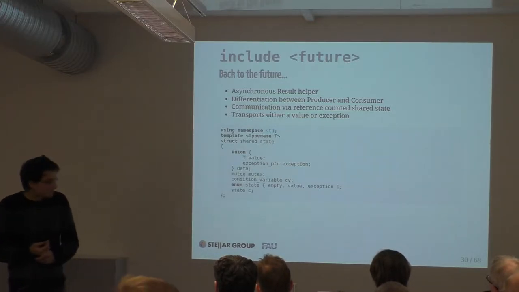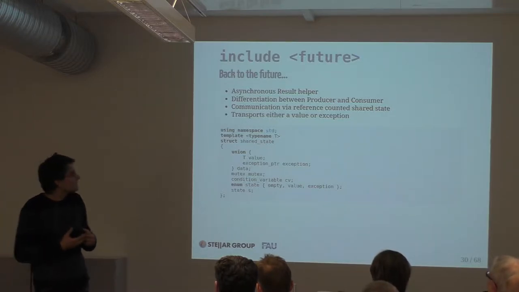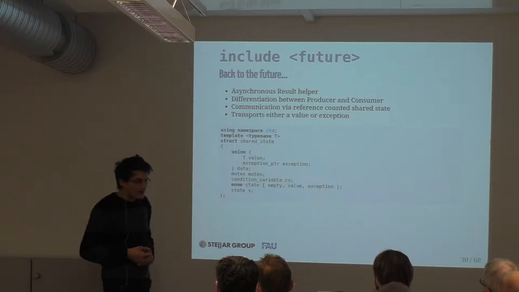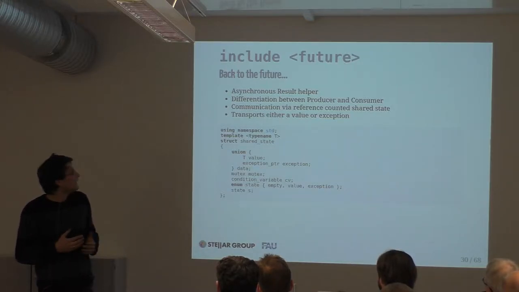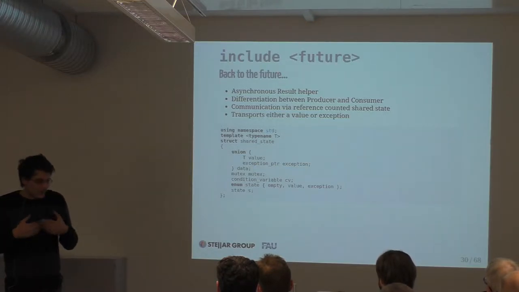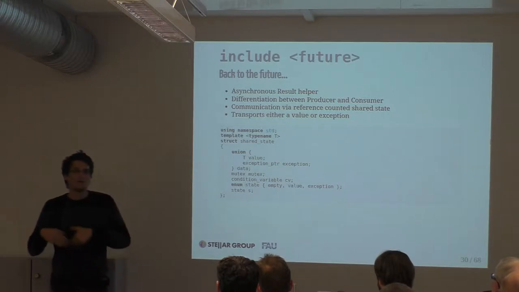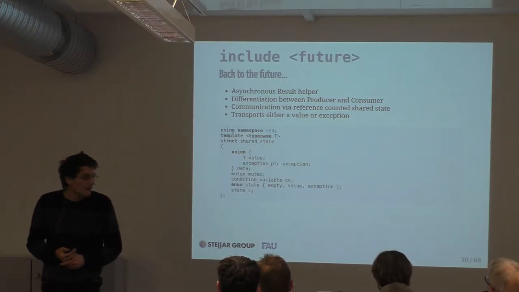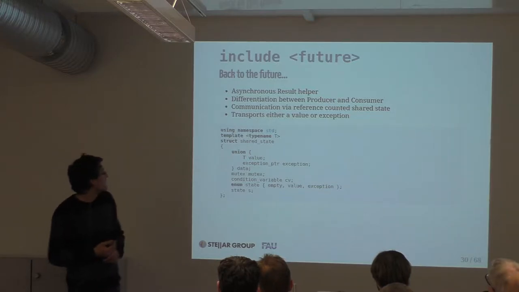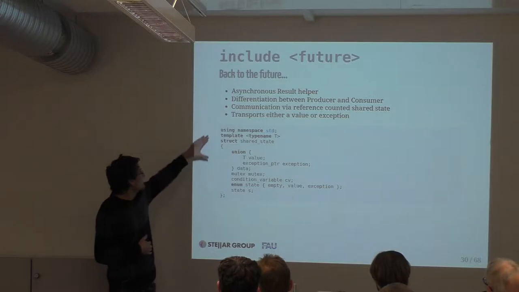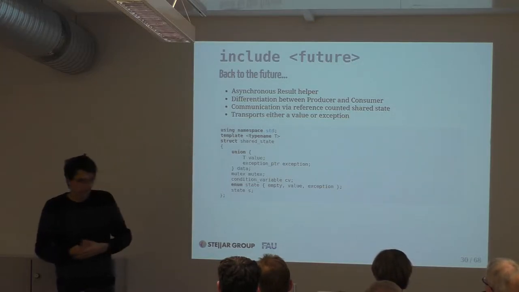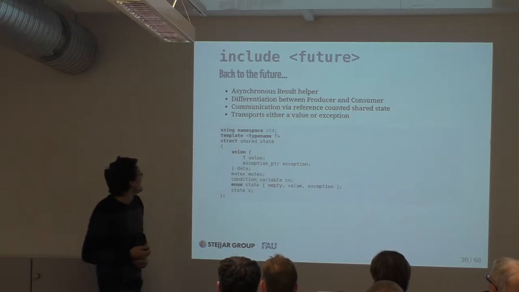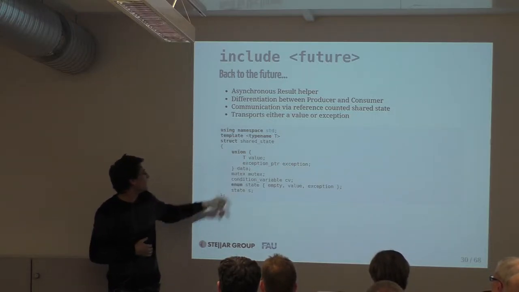What's really behind the future, though, is not that you just have std::future, but actually you have the concept of a producer and a consumer. And what you get is essentially helpers for asynchronous results, which serve as a communication channel between the producer and the consumer. For this to happen, you need a shared state, which is in some way or another reference counted. So shared ownership. And it can either transport a value or an exception.